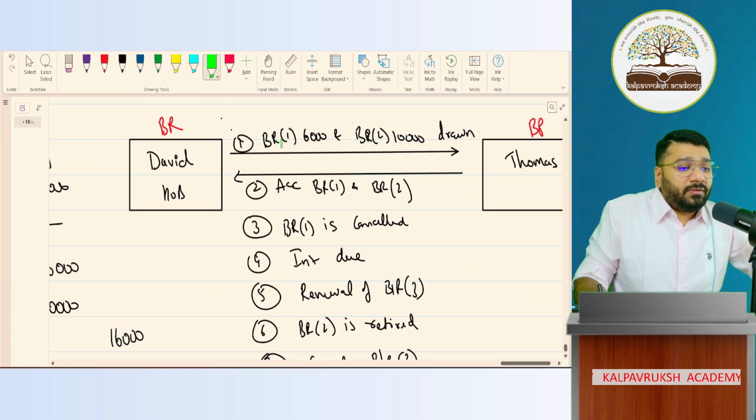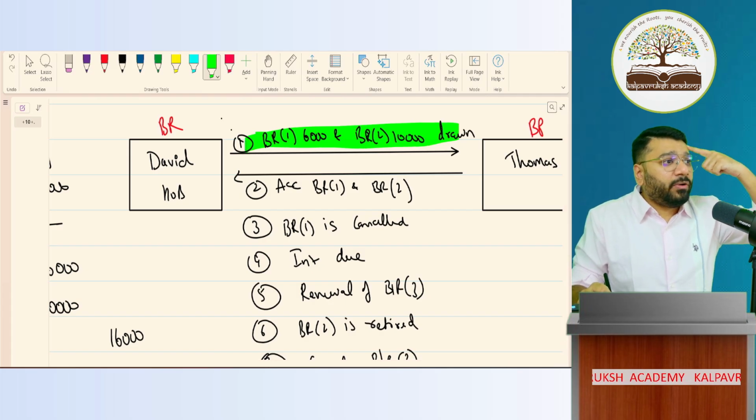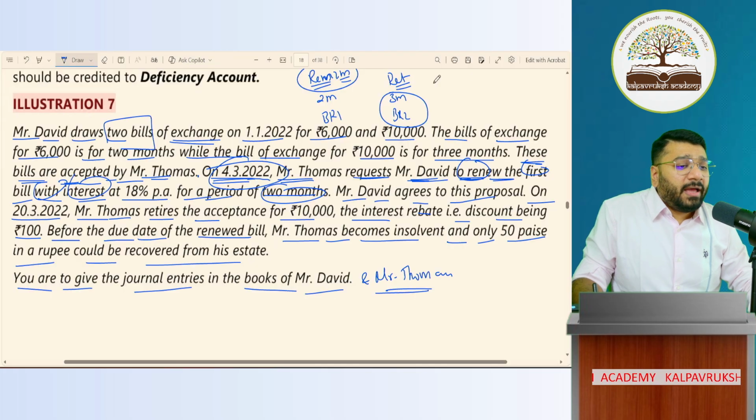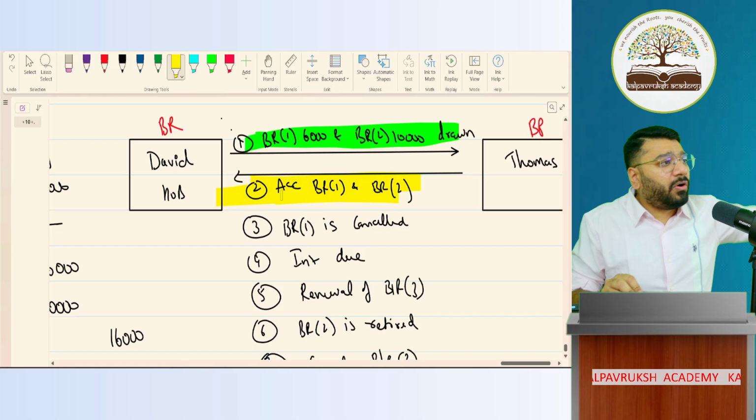So first, bill drawn, sale entry, not required. Put it in the mind only because the question speaks about acceptance of the bill. Okay. So this I've recorded. Yellow one I've recorded. Now next.